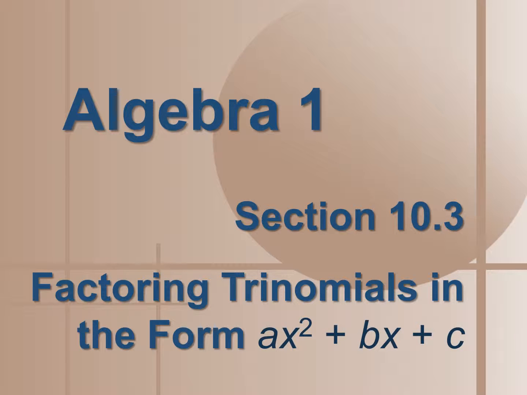Today we're looking at how to factor trinomials that have a coefficient in front of the x squared term. So we call that an a value. In 10.2, we factored trinomials that just look like x squared plus bx plus c. And in this lesson, we're going to look at some that are a little bit more complex because they have a coefficient in front of that x squared.